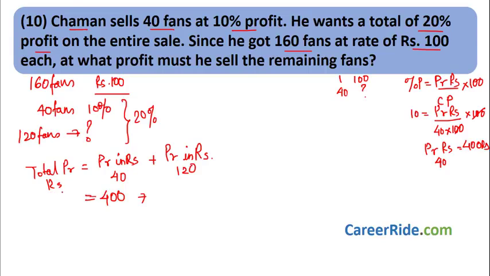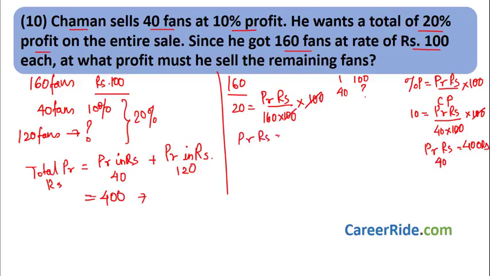Now, what is the total profit in rupees? Chaman has 160 fans. He wants a total of 20% profit from the entire sale. That is, on selling 160 fans, he needs 20% profit. Profit percent is 20, right? Profit in rupees, we do not know. What is the cost price? 160 fans into each fan is 100 rupees. He bought each fan for 100 rupees, multiplied by 100, right? Cancel. Profit in rupees is how much? 3,200 rupees. This is the total profit.